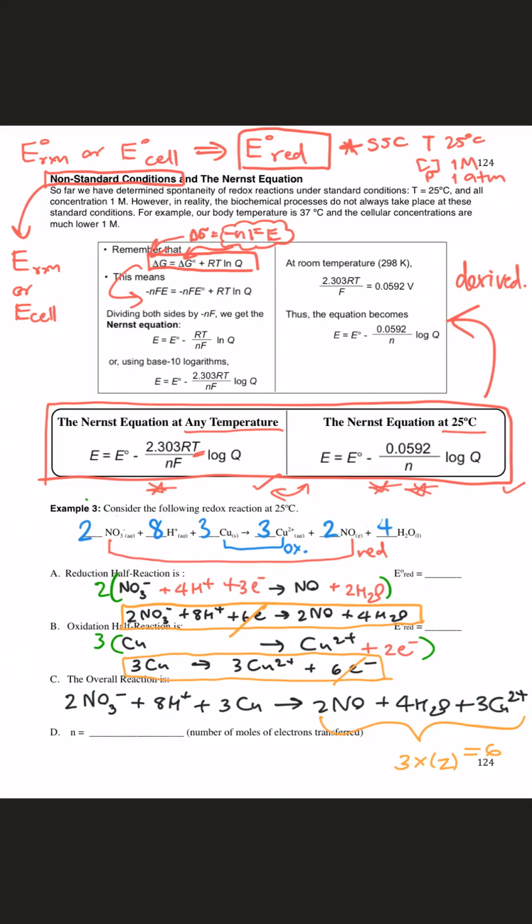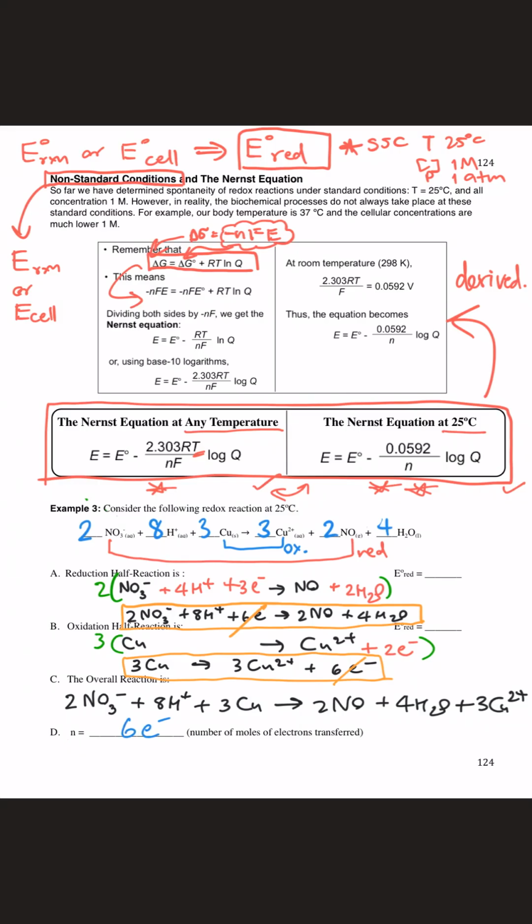Next, we see that the total number of electrons transferred between the reduction and oxidation would be 6. So 6 electrons go from the oxidation and are transferred to the reduction. Copper loses 6 electrons and the nitrate is accepting those 6 electrons. Therefore, in this case, n will equal 6 electrons.